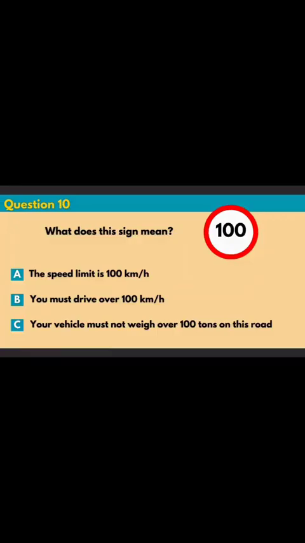Question 10. What does this sign mean? Now, I've said this before. This is a white and red sign, meaning that it's your maximum speed limit. So is it A, the speed limit is 100 kilometers an hour? B, you must drive over 100 kilometers an hour? Or C, your vehicle must not weigh over 100 tons on this road. Correct answer will be A. The speed limit is 100 kilometers an hour.